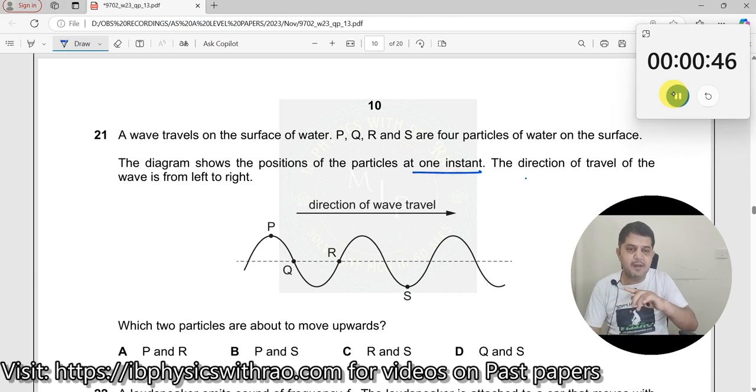Which means that you have a wave going like this. You take a camera, you just take a snapshot of it. So you see these particles arranged like this. The direction of travel of the wave is from left to right. Now it is like this over here. Now what do you think can happen?